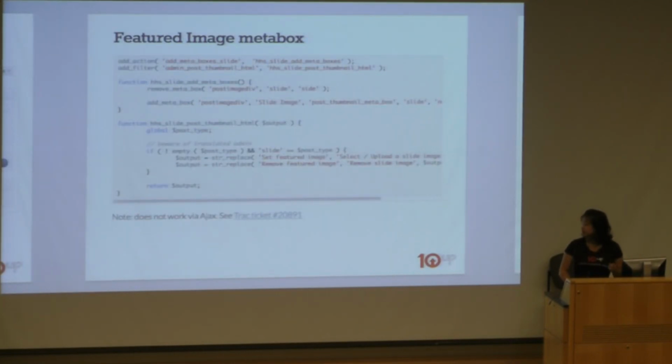And this is code for that. And there's a note here that it doesn't work by Ajax, which means that once you've added the item or when you remove it, the link inside the metabox itself won't actually be correct because of how this works. So I filed a Trac ticket for it yesterday, I think. We'll see if that gets fixed, and then this will work even better.